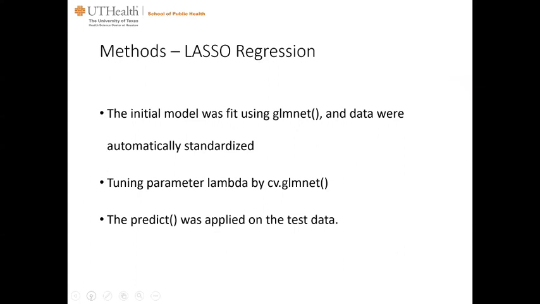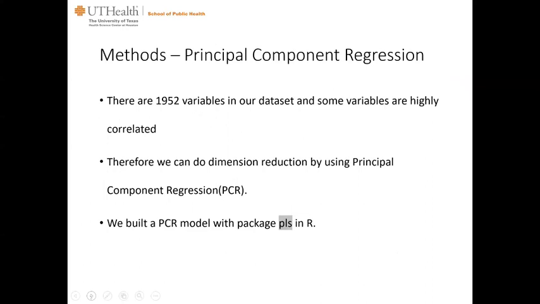Principal component regression. Since there are 1952 variables in our dataset, and some variables are highly correlated, therefore we can do dimension reduction by using PCR. We build a PCR model with package pls in R.